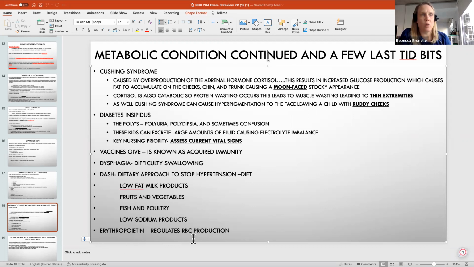And then erythropoietin, this is a naturally occurring hormone that regulates red blood cell production, and we can also give it synthetically. If someone is not producing enough red blood cells, we can give it to them, but I would remember the name of this hormone, and that its purpose in the body is to stimulate red blood cell production.